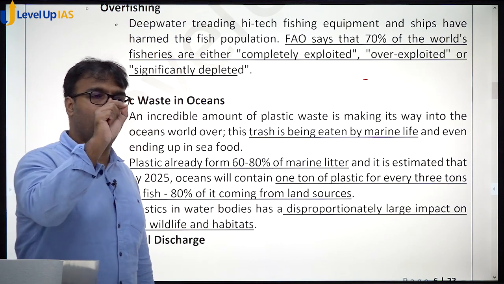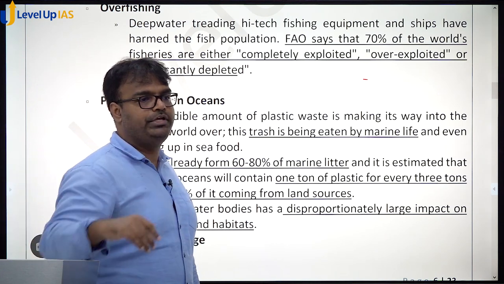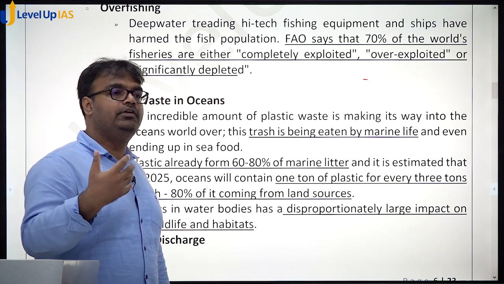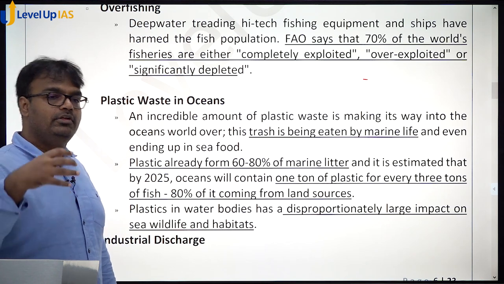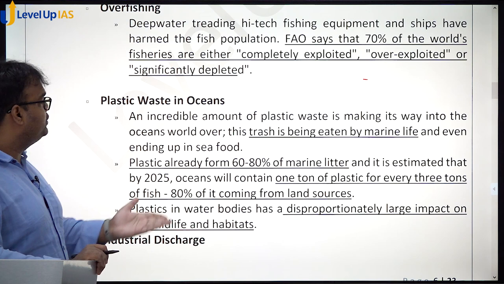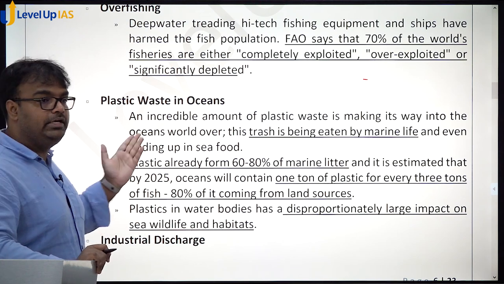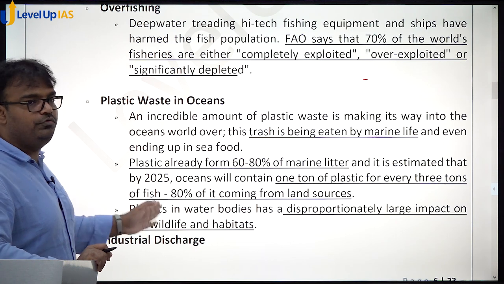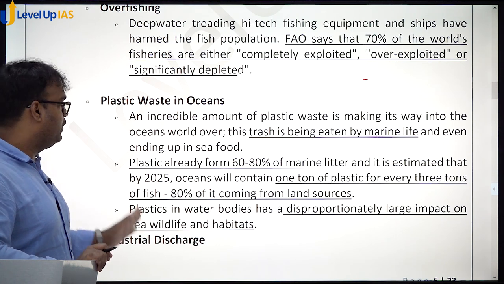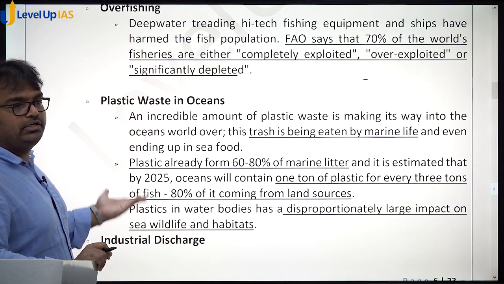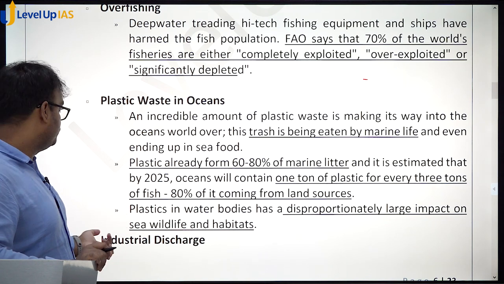They become invisible. They are called microplastic. Very small pieces of plastic would be floating in the ocean. Those are called microplastic. Now they get into the food chain, fish consume them, and in the fish body you'll find it. So this is plastic pollution. 60 to 80% of the marine litter today is plastic, and 80% of it is coming from land. This plastic pollution is another form of marine pollution, which is a cause of concern.